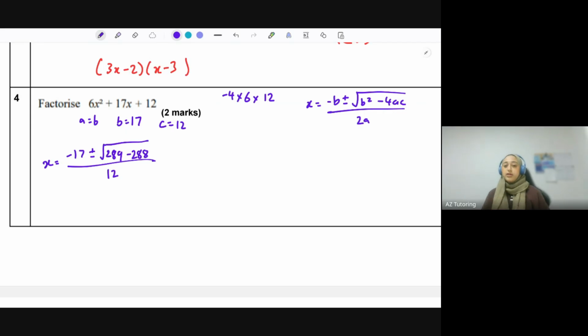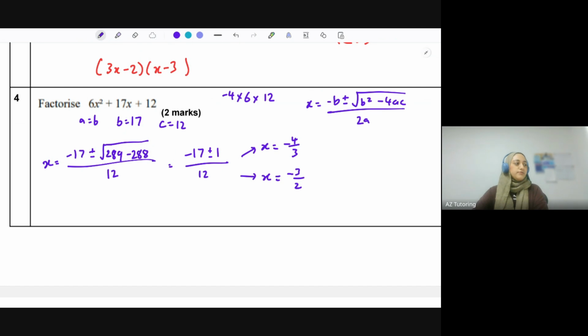Now, another way you can realize you made a mistake as well, if you end up getting a negative answer here, you can't square root a negative number. So if you end up getting an error in your calculator, most likely it's because you've ended up getting a negative number there somehow, and you shouldn't get a negative number there. So that gives us minus 17 plus or minus the square root of 1, which is just 1, divided by 12. So our two answers for x, we get minus 17 add 1 divided by 12, which gives us minus 4/3. And we get minus 17 minus 1 divided by 12, which gives us minus 3/2.